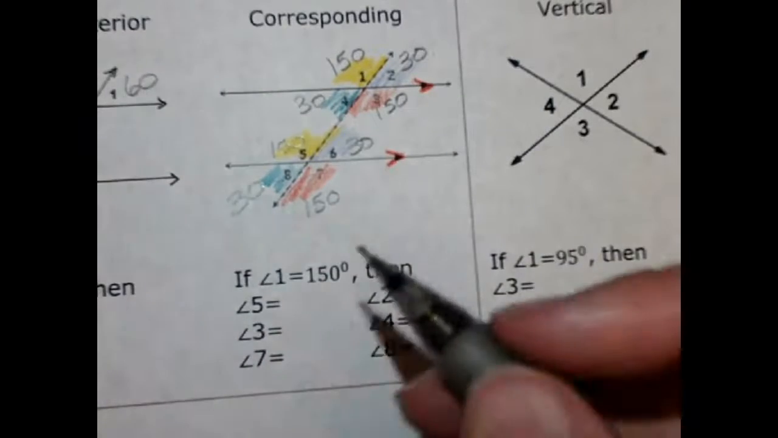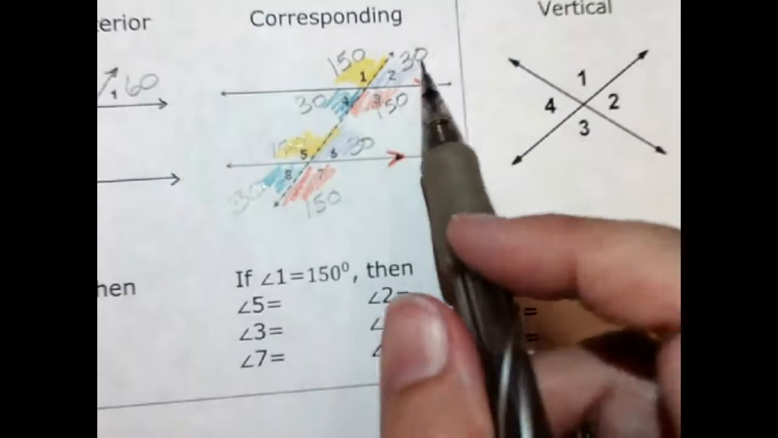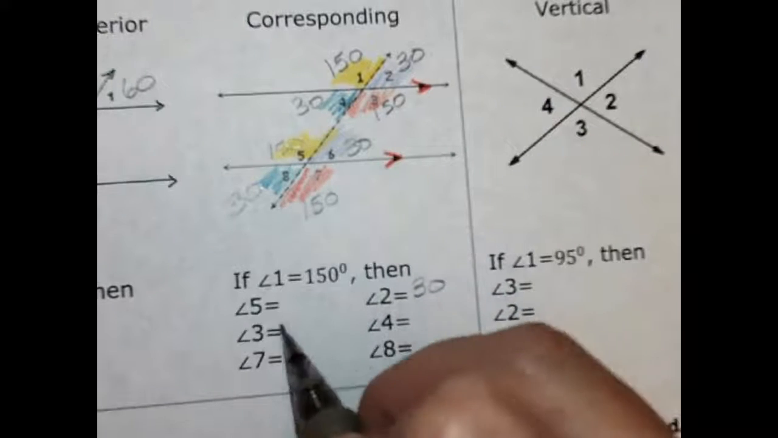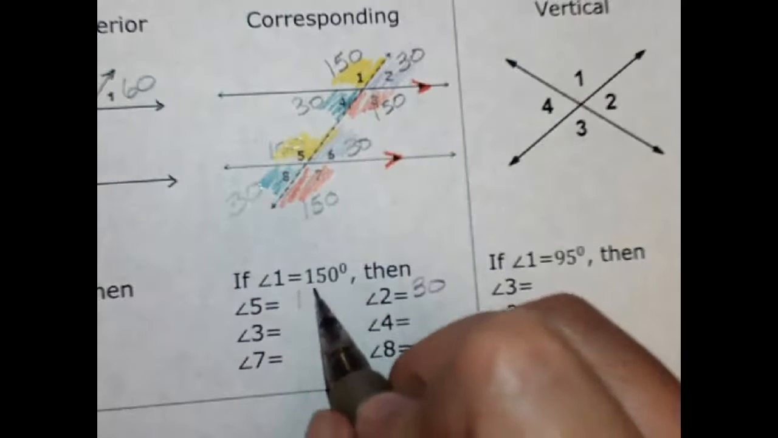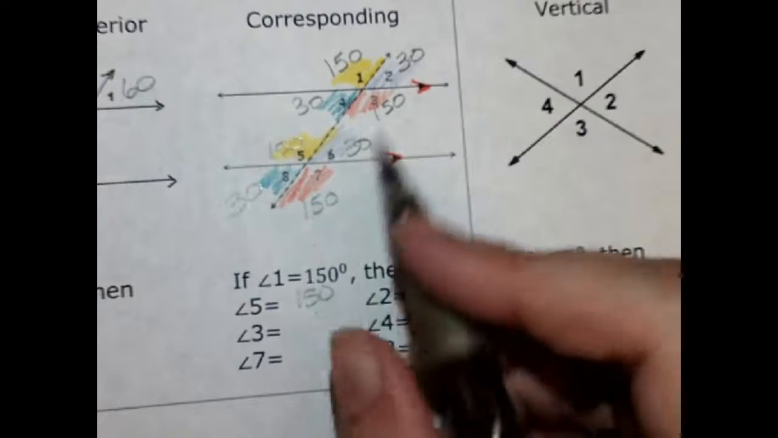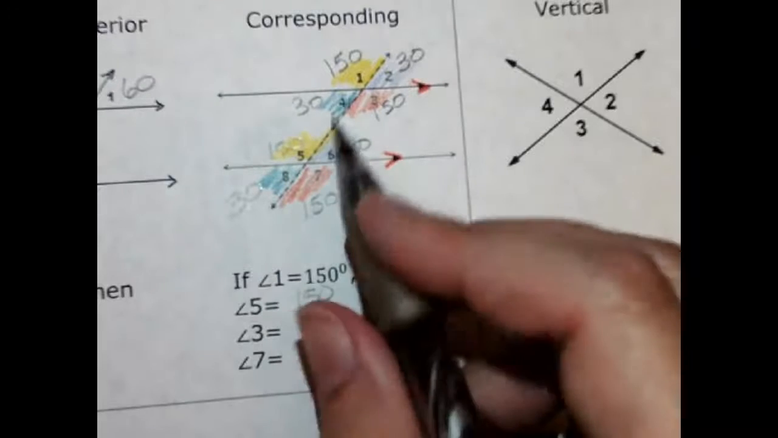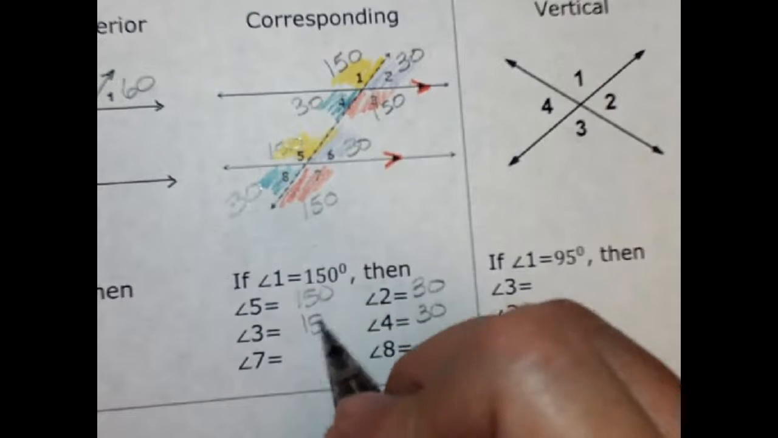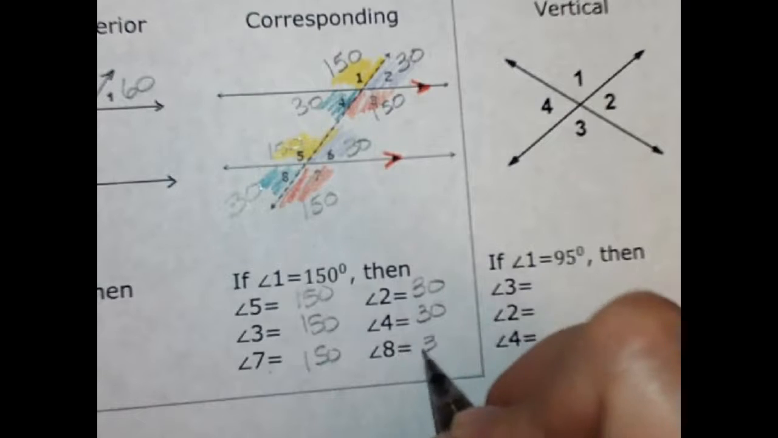So, let's go through and fill out our little chart here. 1 is 150, 2 is 30, 3 is 150, 4 is 30, 5 is 150. Oh, I did that one already. 3 is 150. 7 is 150, and 8 is 30.